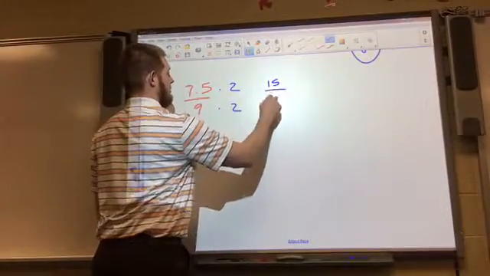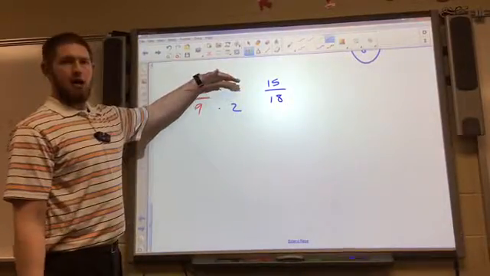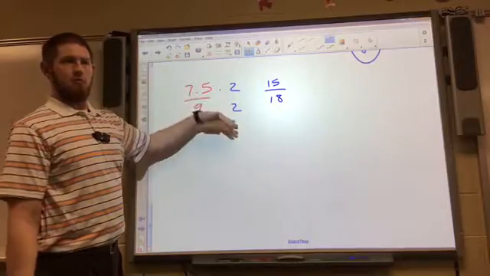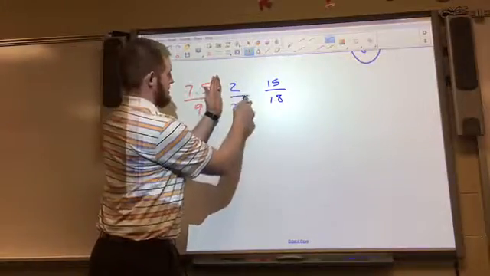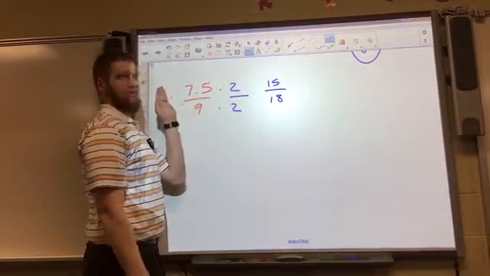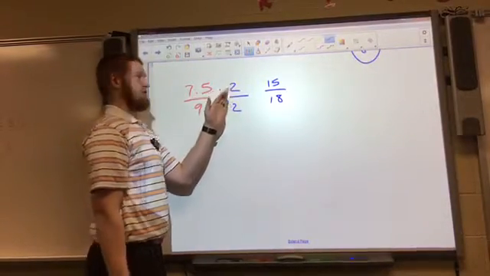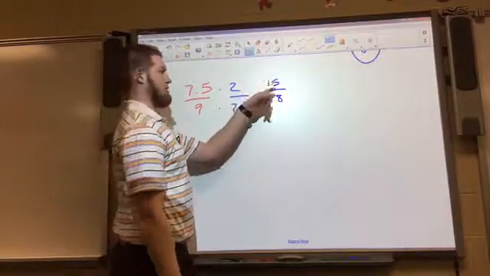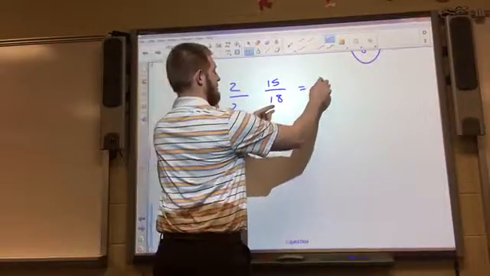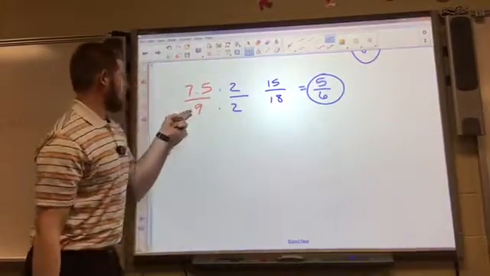15 over 18. Okay, just make sure if you do it to the top, you got to do it to the bottom. The reason why is because 2 over 2 is just 1, right? So am I actually changing my numbers, or am I just rewriting them in a different way? I'm just rewriting them. And then here I would reduce. I take a 3 out, and I get 5, 6. Is there any way you could have looked at this and be like, oh, that's 5, 6?